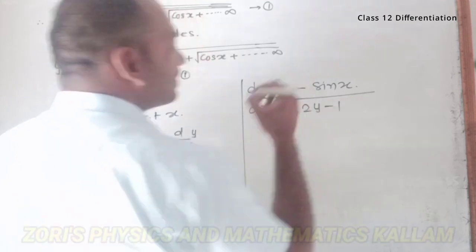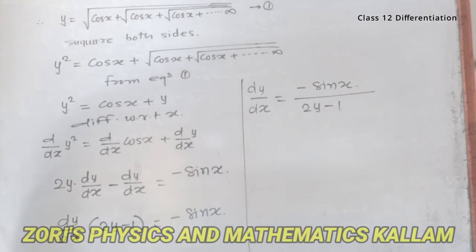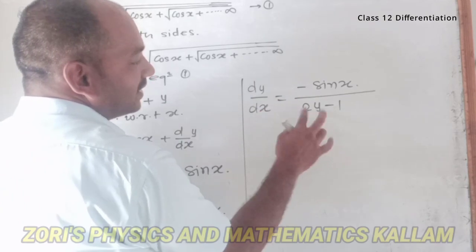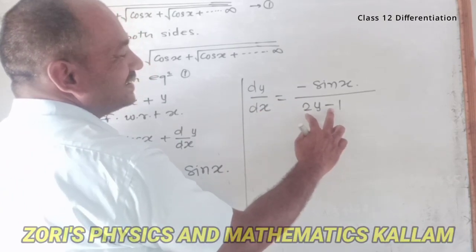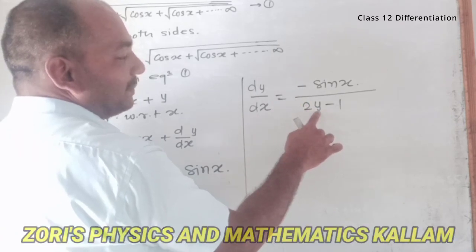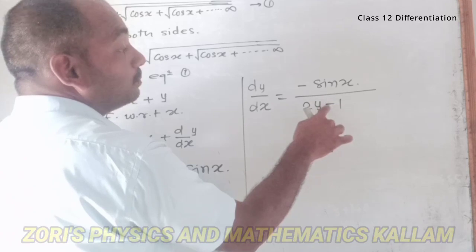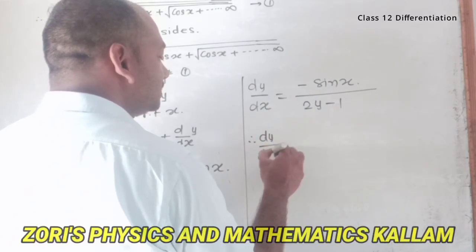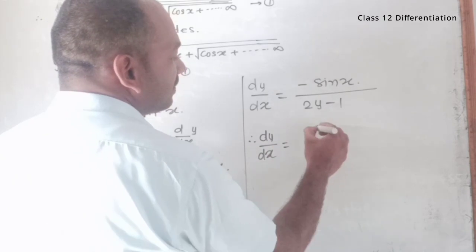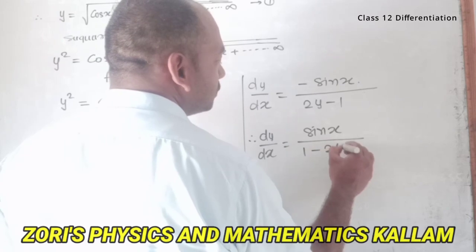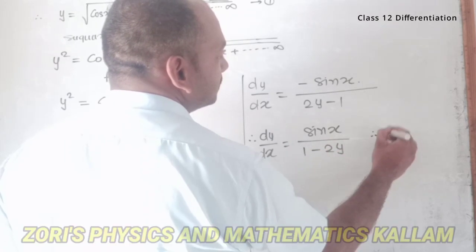2y minus 1. After this we are taking this negative term below in the denominator and the signs get reversed. So this minus makes 2y minus and 1 plus. So we have dy upon dx is equal to sin x upon 1 minus 2y, and hence proved.